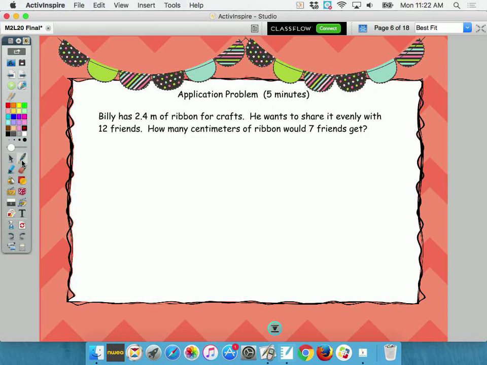Okay, so first of all, I'm noticing something here. I noticed meters and centimeters. Is that what you were going to say, Rustin? Okay. So before I do anything else, I think I better change it. How many centimeters are in a meter? 100. So 2.4 meters, we need to convert that to centimeters.